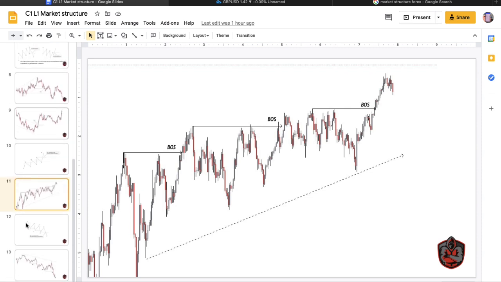Okay, so overall that kind of sums up lesson number 1, understanding market structure and identifying the 2 types of break of structures: the break of structure that shows continuation in trend, and the break of structure that signals trend reversals.